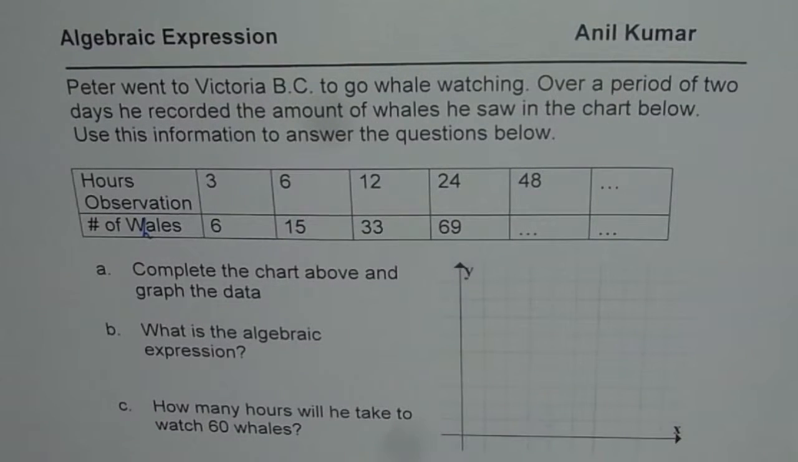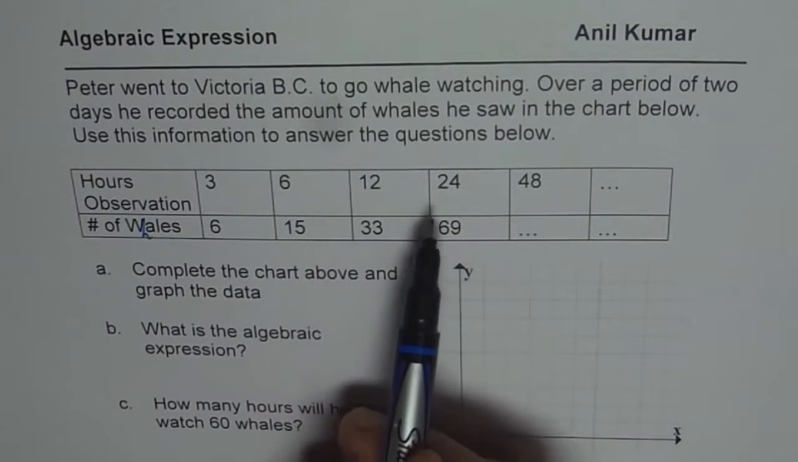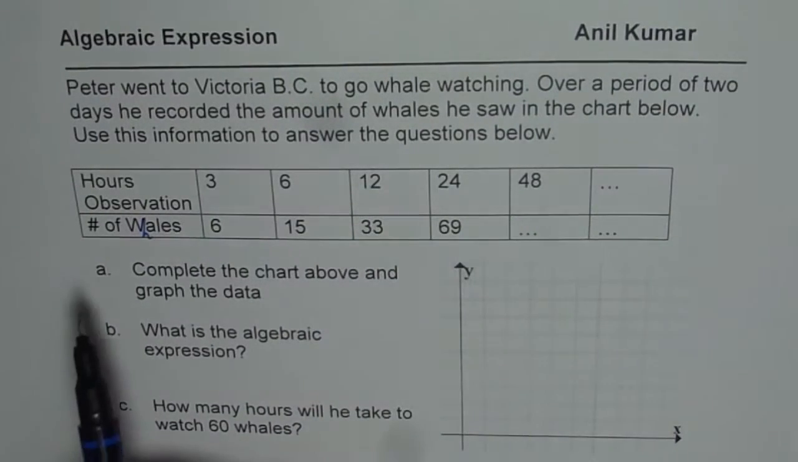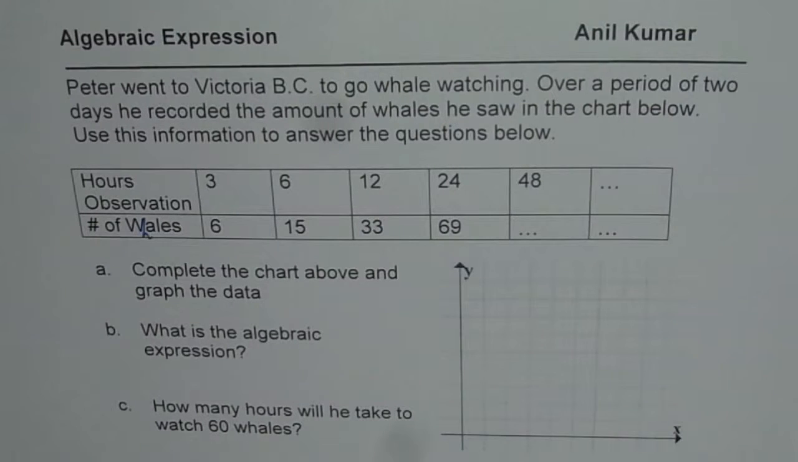The question here is: Peter went to Victoria, BC to go whale watching. Over a period of 2 days, he recorded the number of whales he saw in the chart below. Use this information to answer the questions below. Hours of observation: 3, 6, 12, 24, 48, and so on. Number of whales: 6, 15, 33, 69, and so on.